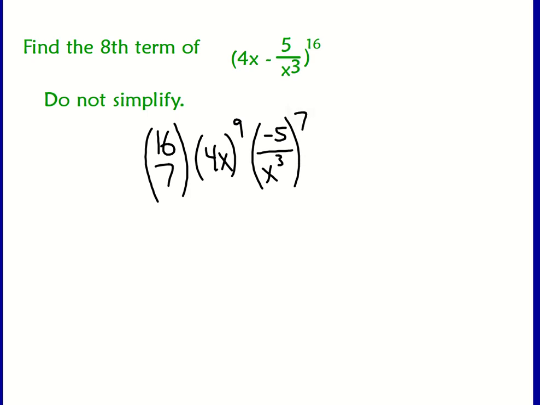Then I could simplify all that out if I was required to, but in this problem it says don't simplify. So there, that is the 8th term of the expansion if I were to expand it in the order of the binomial theorem as it was presented.